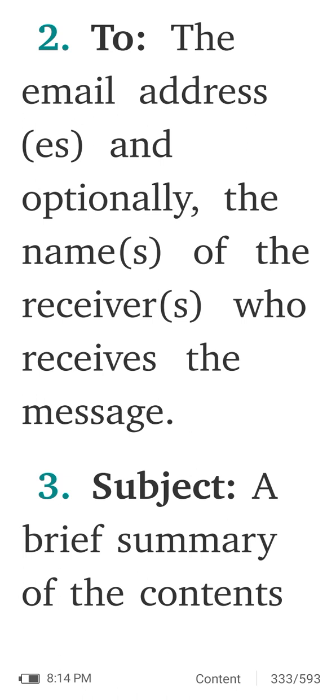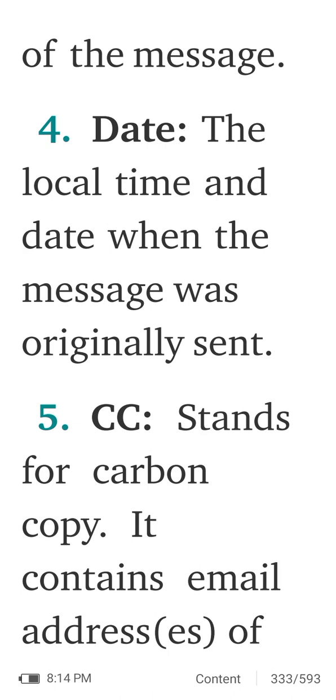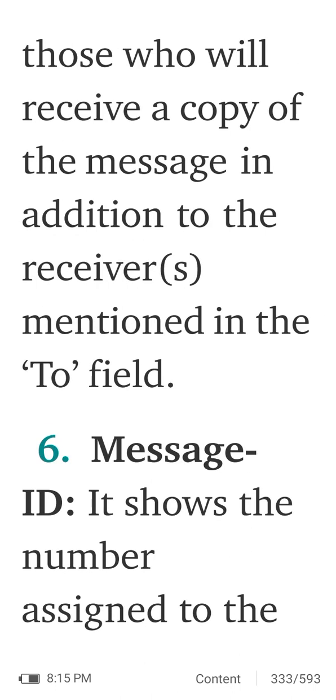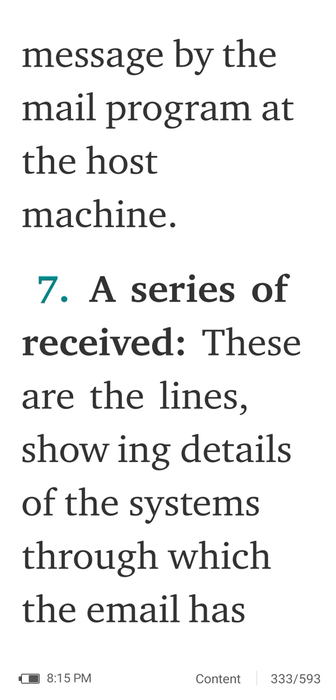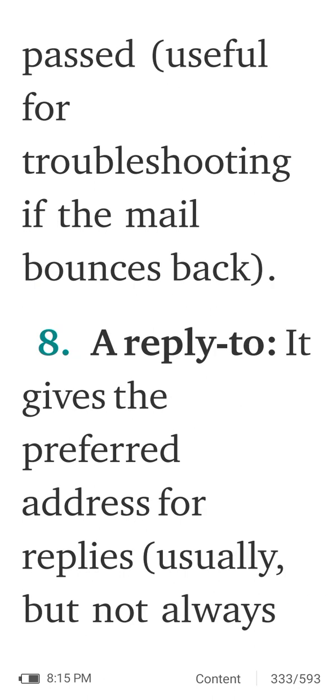Then Subject, a brief summary of the contents of the message. Date, the local time and date when the message was originally sent. CC stands for carbon copy. It contains email addresses of those who will receive a copy of the message in addition to the receiver mentioned in the To field. And Message ID, it shows the number assigned to the message by the mail program at the host machine. Then Received, these are the lines showing details of the systems through which the email has passed, useful for troubleshooting if the mail bounces back.